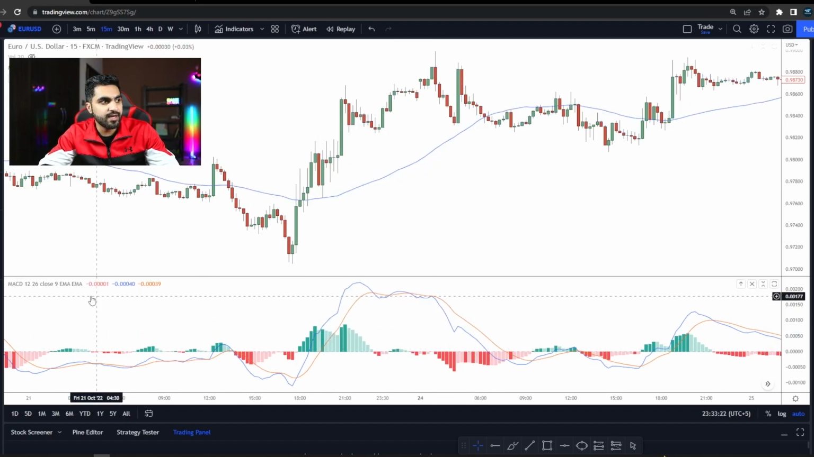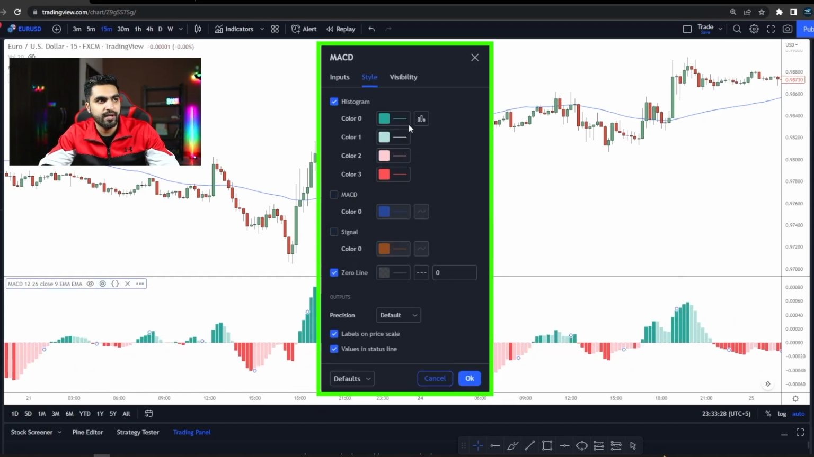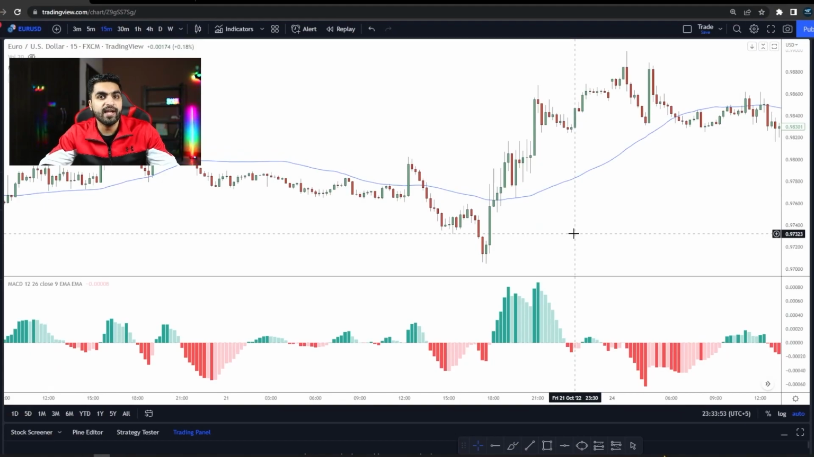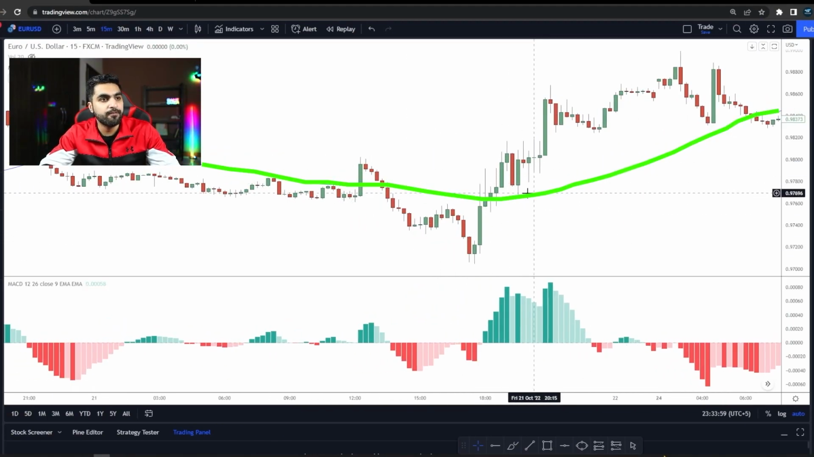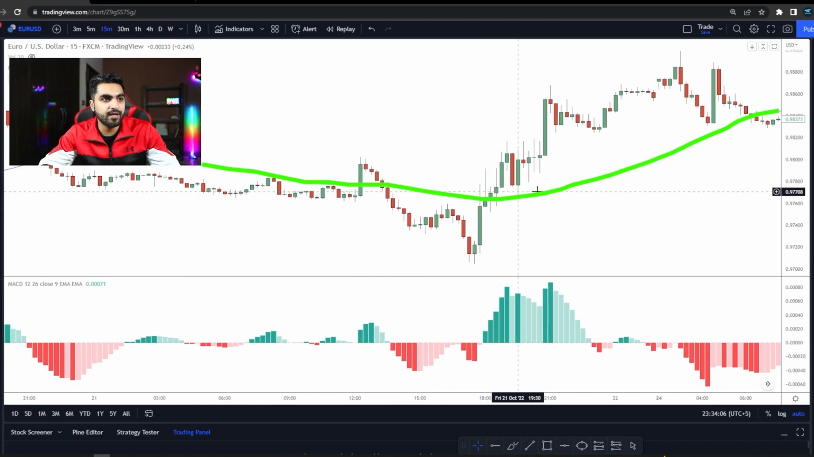And to change the settings of MACD, we're going to remove the MACD line and the signal line, as we are only going to be focusing on the histogram of the moving average convergence divergence indicator. So the very first step that we need to follow is to find the trend of the market with the help of moving average. Now, how do we identify the trend? If the market is staying above this 50 period moving average, that means we are in the buy. And if the market is below this 50 period moving average, that means we are in the sell.